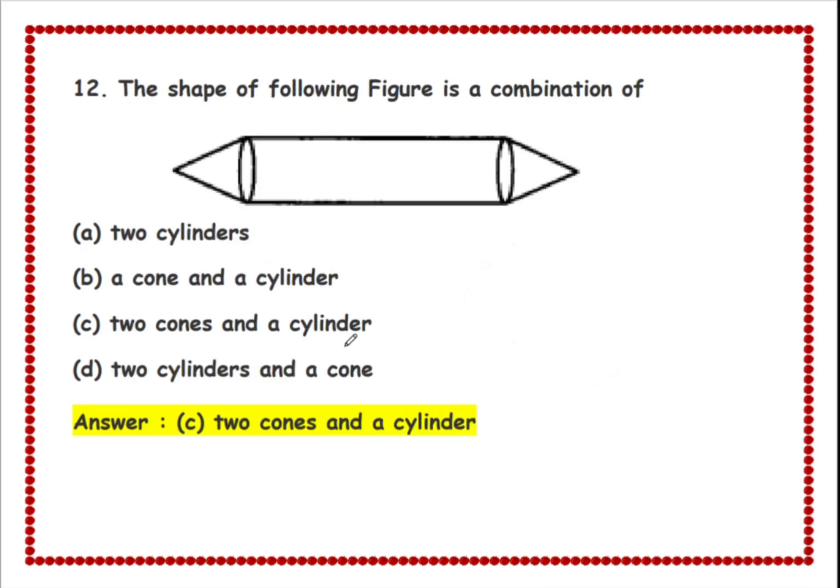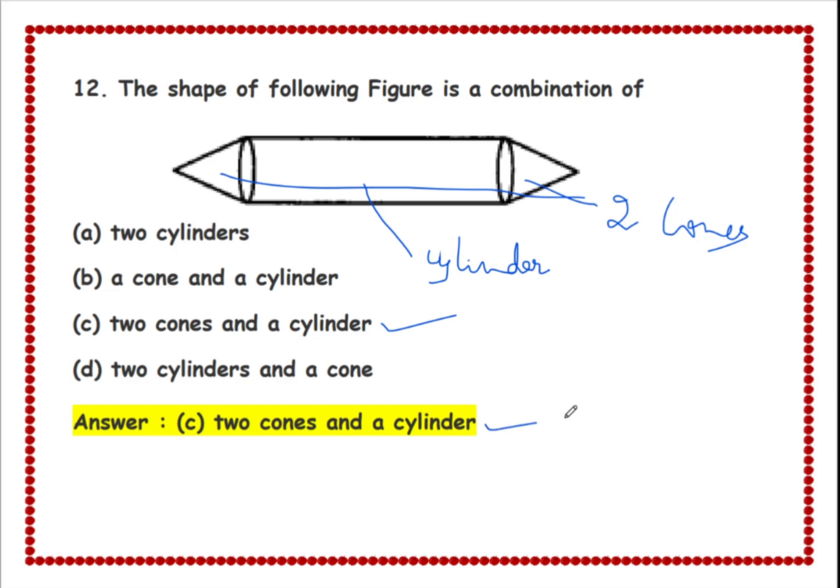Now moving to question number 12. The shape of the following figure is a combination of, students, you can expect definitely these kind of questions. You need to observe the figure and you need to find out the solids combination. The given figure is combination of cylinder and two cones. Therefore, the option C, two cones and a cylinder.